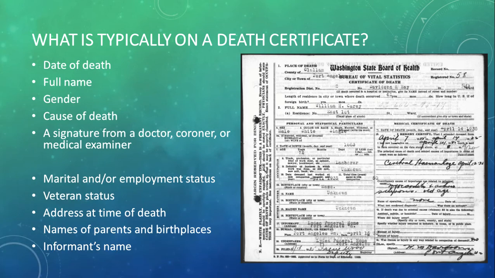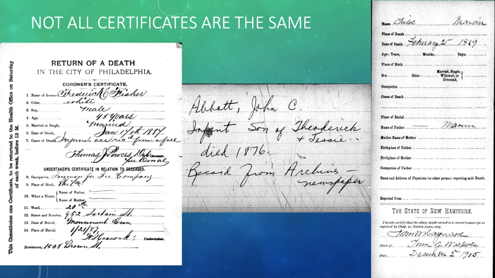You might also get the parents' names and their birthplaces. And then it's usually also signed by an informant. Hopefully that might be a family member. But keep in mind that not all death certificates are the same.